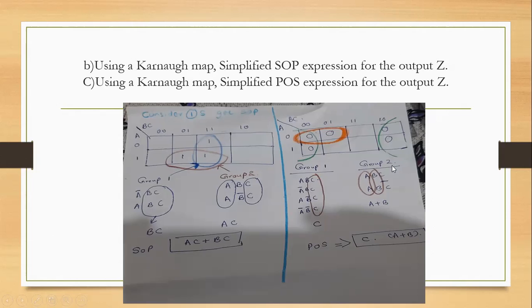Group 2: we are considering the 0 and writing the other way. So A, B, C, and here it is A, B, C bar. We have to take the common, A plus B. For product of sum, the expression here is (A plus B) dot C.